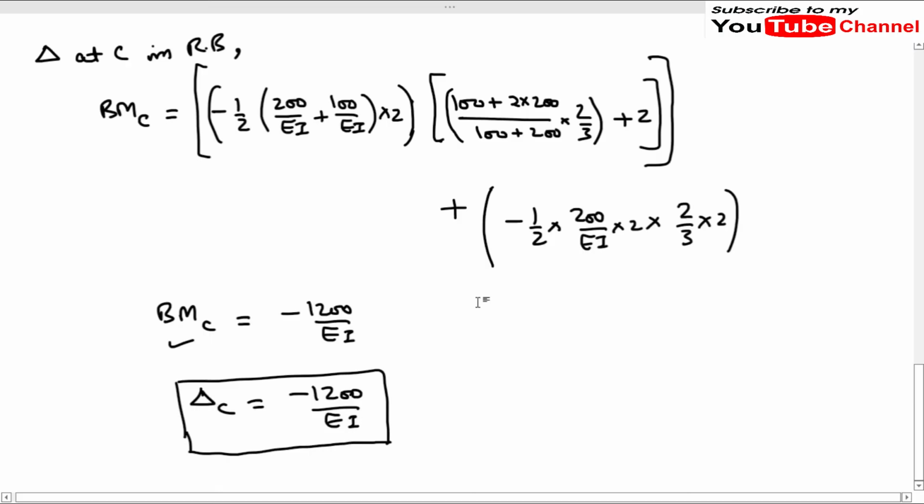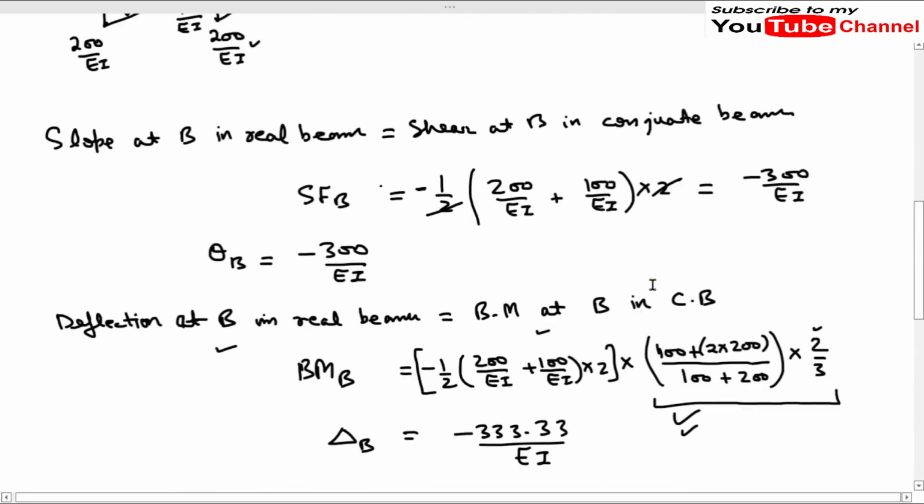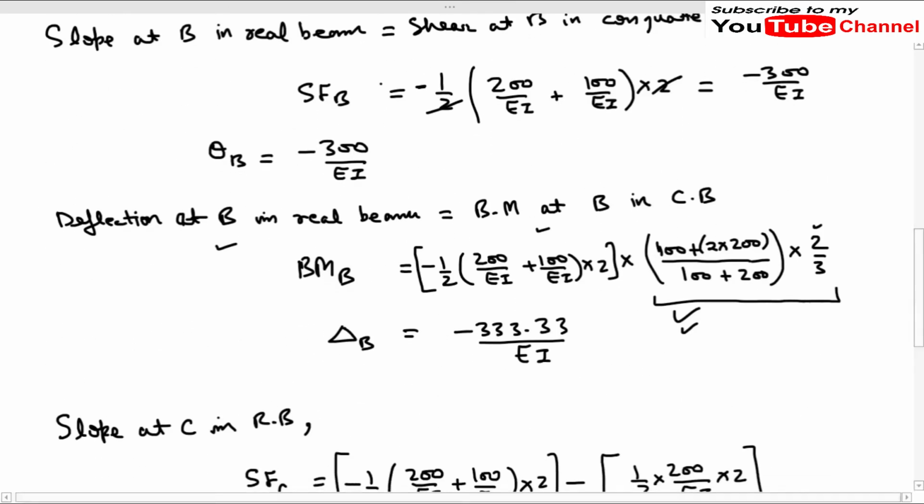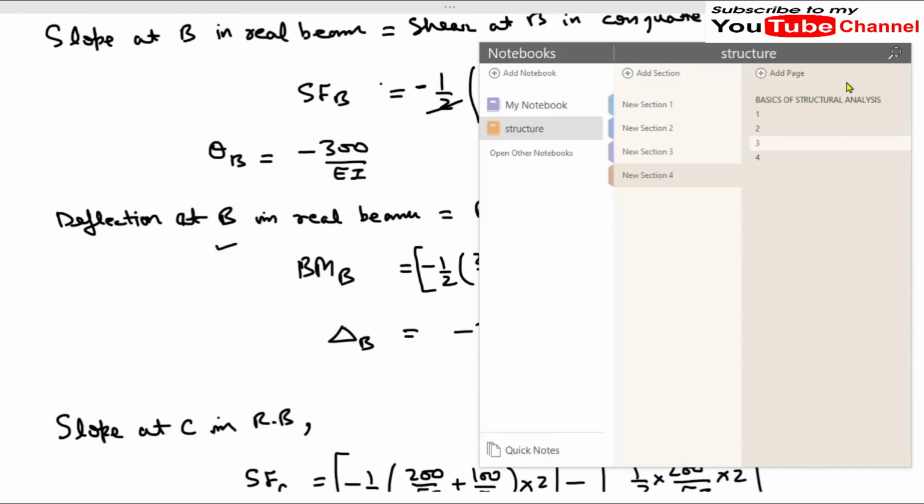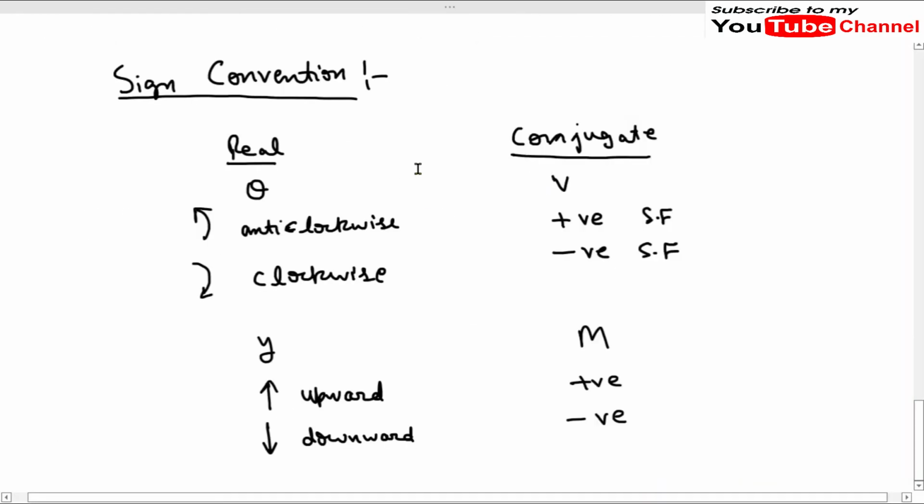Now let us understand the significance of these signs. In our previous video we discussed the sign convention, so let me open that slide for better understanding. Here you can see that if we get a positive value of shear force in our conjugate beam, it means that the slope is anti-clockwise in the real beam, and if we get a negative value of shear force in the conjugate beam, it means that the slope is clockwise in the real beam.